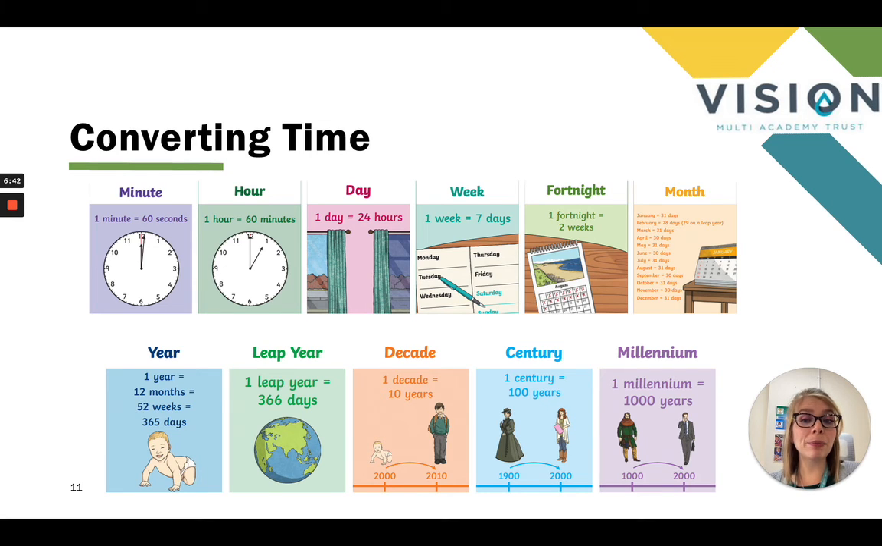Talk about a leap year, having an extra day in February, and then looking at centuries, decades and millennia. A decade is 10 years, a century is 100 and a millennium is 1,000. Now it's really important that children don't get confused by thinking a millennium is 1,000,000 years. It's important that we teach that it is 1,000.